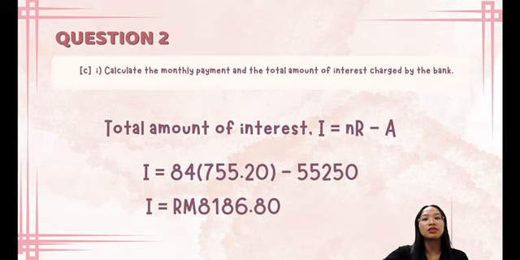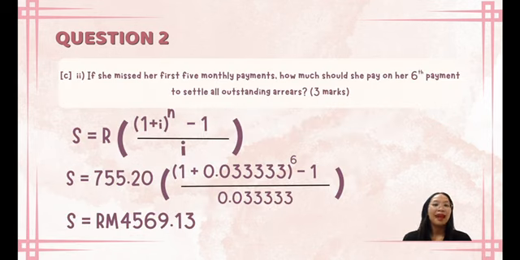To find the total interest, we multiply the monthly payment by the number of months, that is 84, and subtract the original amount, 55,250 ringgit. This gives us a total interest of approximately RM 8,186 ringgit 80 cents. Summary: Nur Aminah's monthly payment is 755 ringgit 20 cents, and the total interest paid over 7 years is 8,186 ringgit 80 cents. Now, let's move on to our last question.